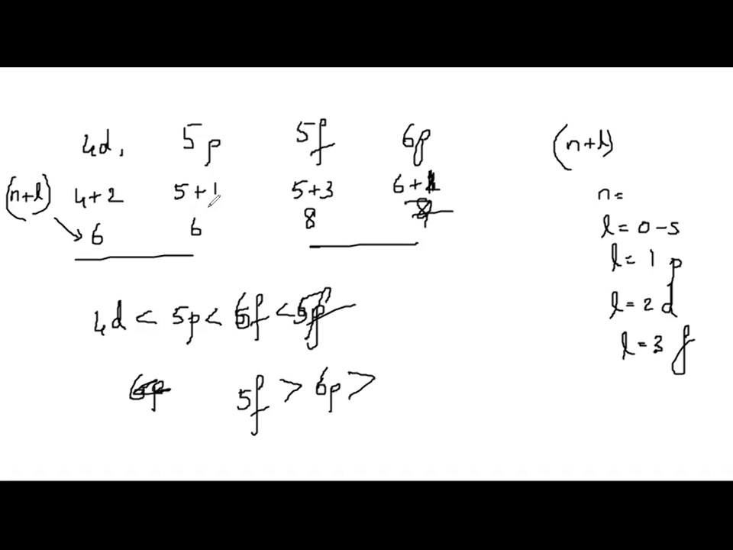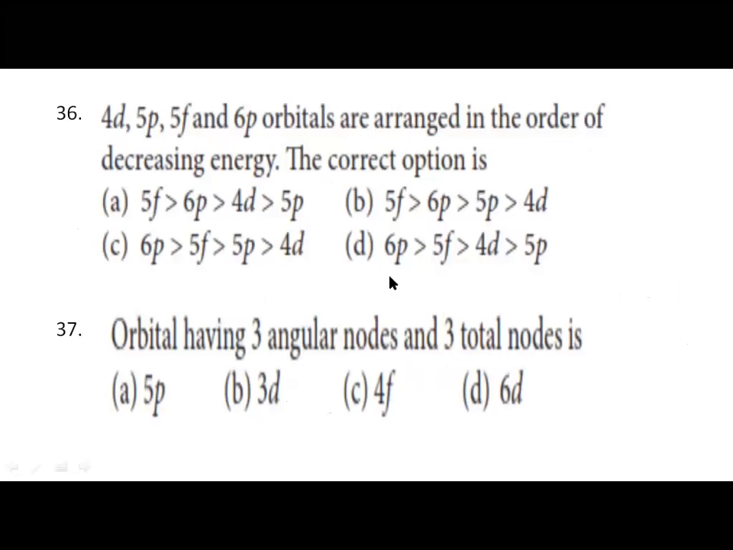Out of these two, which is having more energy? 5P, and then comes 4D. Correct? So which is the correct option? Let us see which is the correct option which follows this order. Yes, it is option B. Higher the value of n plus L for an orbital, higher is the energy. However, if two different orbitals have the same n plus L value, the orbital with lower value of n has lower energy. So decreasing order is 5F, 6P, 5P, and 4D.